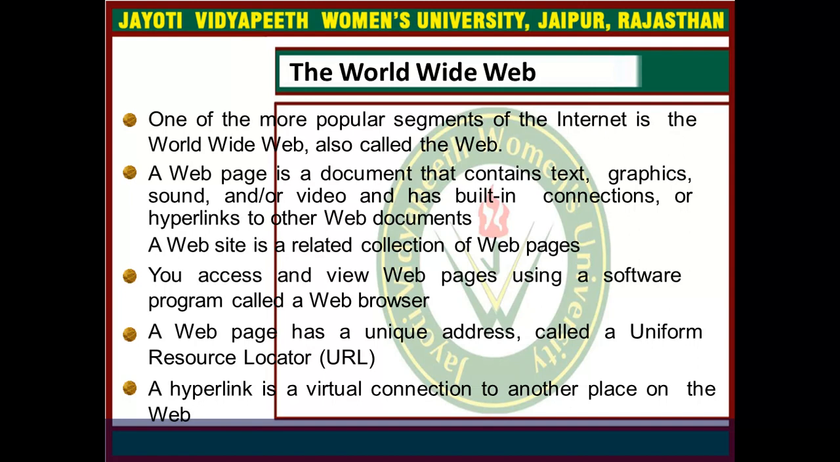A web page is a document that contains text, graphics, sound and/or video, and has built-in connections or hyperlinks to other web documents. A website is a related collection of web pages, and you access and view web pages using a software program called a web browser. A web page has a unique address called a uniform resource locator, or URL, and a hyperlink is a virtual connection to another place on the web.